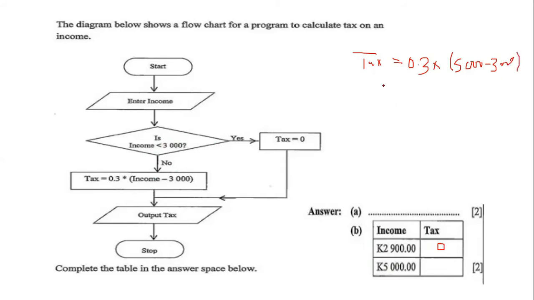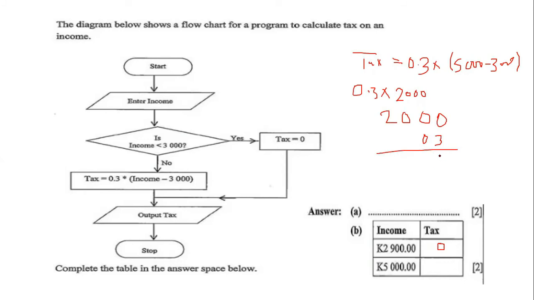This is paper 1, no calculator. So we are getting something like 0.3 multiplied by 2,000. Okay, so here when we subtract, we get 2,000. So let's multiply now. We are multiplying 2,000 by, just write it as 0.3. Ignore the point. Then let's multiply.